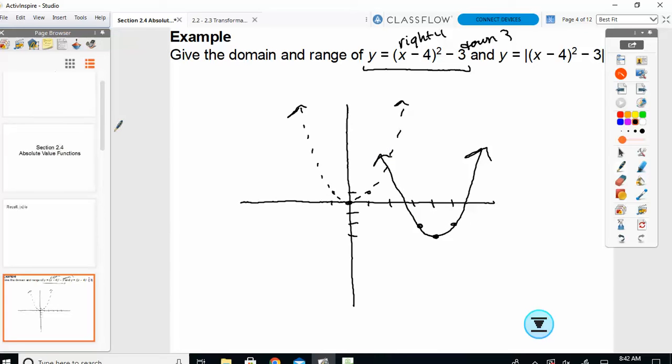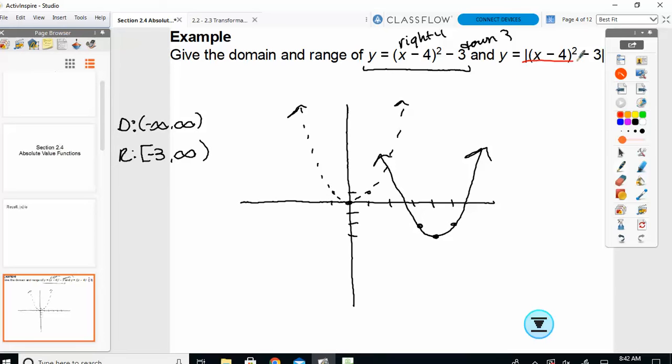Can you tell me the domain and range of that? Negative infinity to positive infinity. And what's the range? Negative 3 to positive infinity. Good. All right, so that's something I would have asked you before.